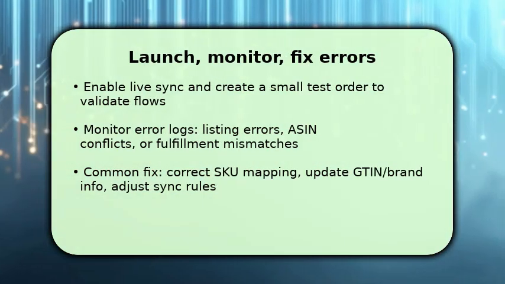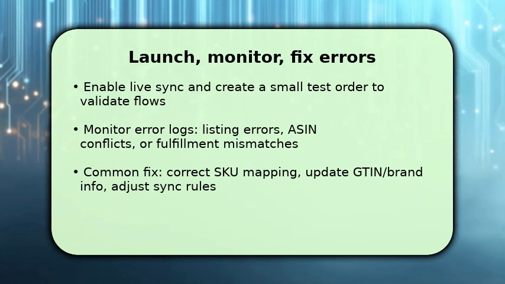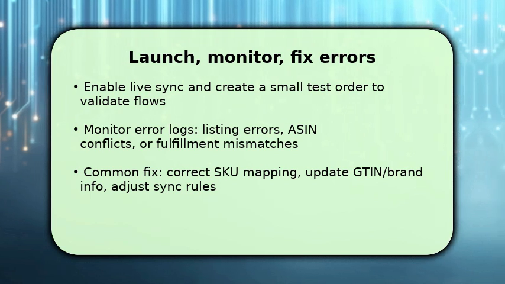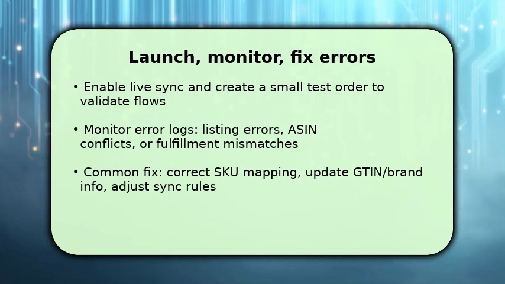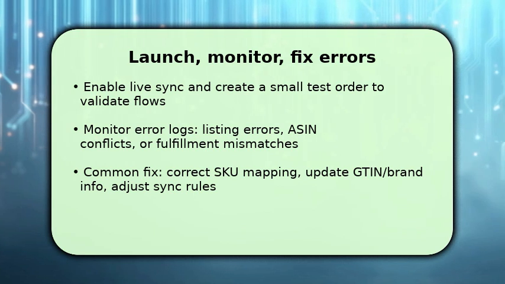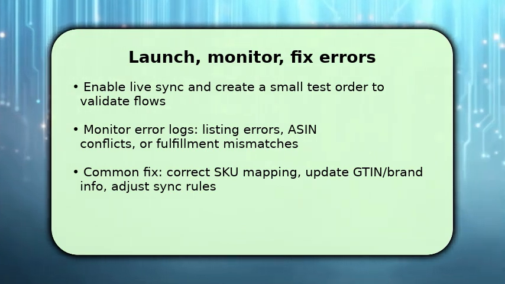You complete setup by pushing a controlled launch and watching system behavior closely. Enable live sync for a subset or single product and place a test order to confirm orders, inventory, and fulfillment updates cross correctly. If issues appear, check the app's error logs for ASIN conflicts, missing GTIN or SKU mismatches, then correct mappings or product data and reprocess.